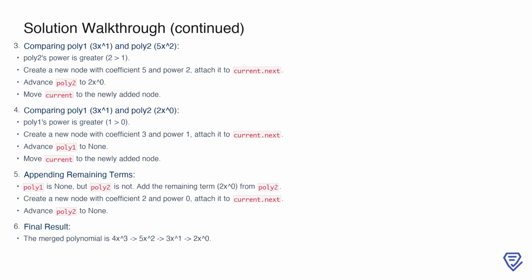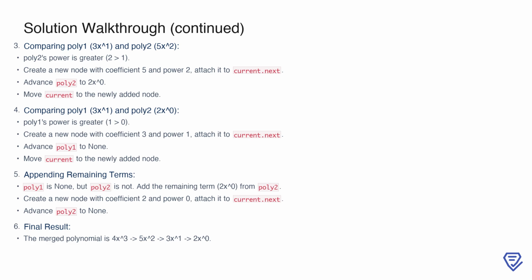Here, 3x to the power of 1 has the higher power, so we create a new node with coefficient 3 and power 1, attaching it to current.next. We advance poly 1 to none and move current to the newly added node. At this point, poly 1 is none, but poly 2 still has a remaining term, 2x to the power of 0. We add this term by creating a new node with coefficient 2 and power 0, attaching it to current.next. We then advance poly 2 to none. As a result, the merged polynomial is 4x cubed + 5x squared + 3x to the power of 1 + 2x to the power of 0.